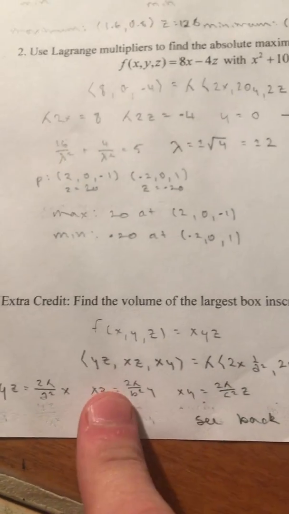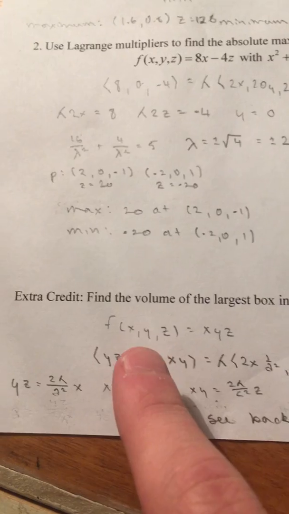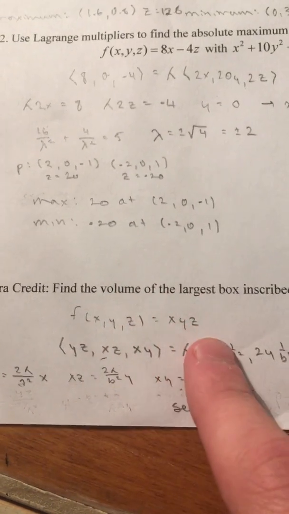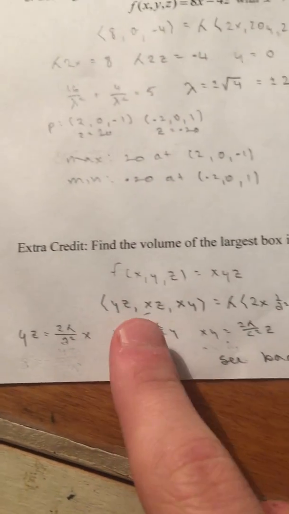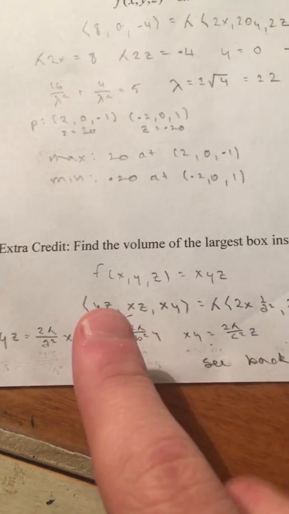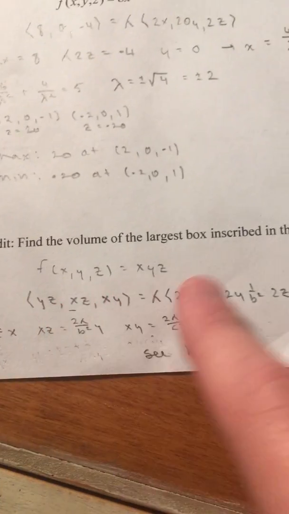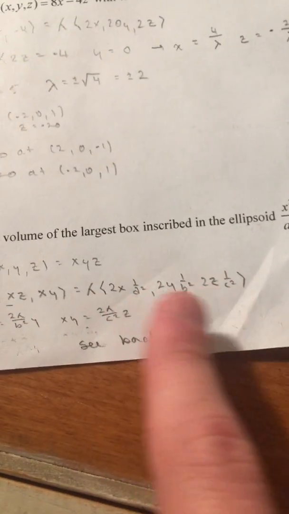The first thing you want to do is set up the equation, and the one you're trying to maximize is the volume. So that's x times y times z, which is pretty easy. Then you take the x, y, and z partial derivatives and put them in a vector, of this equation and of this equation. Then you set it up like a normal Lagrange multiplier equation.